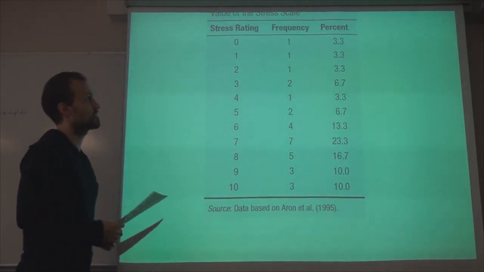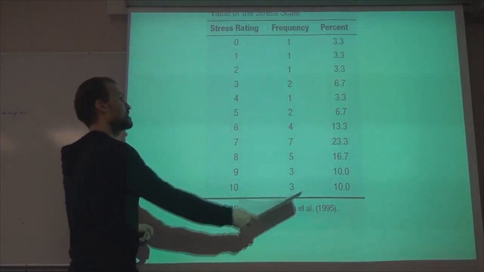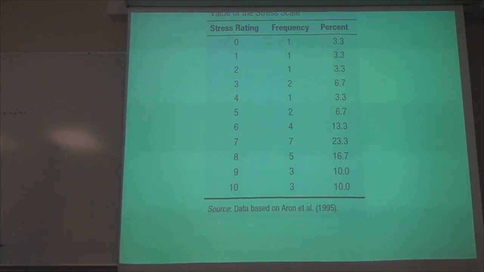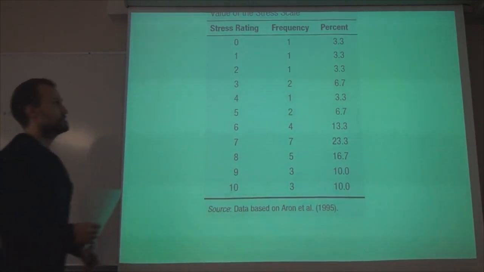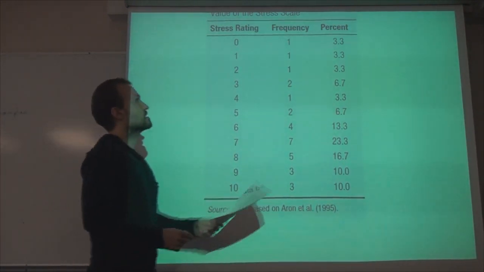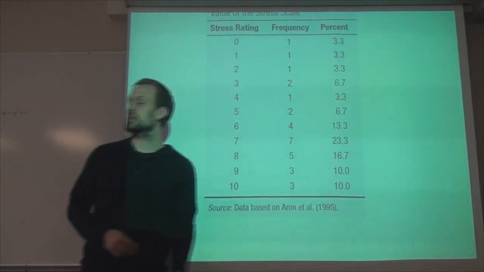over the possible values. I can look at it just as a frequency number, or I can also look at it as a percentage. So how do I calculate this 3.3%?